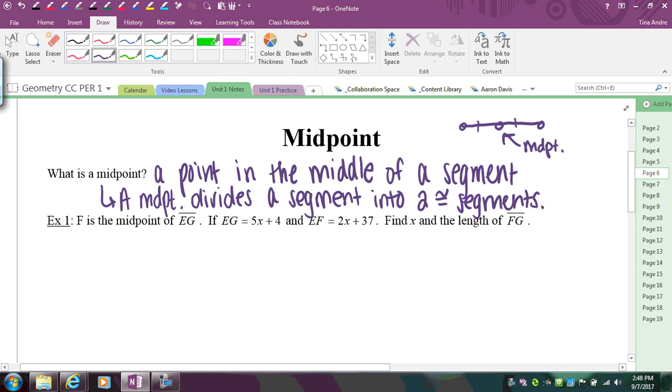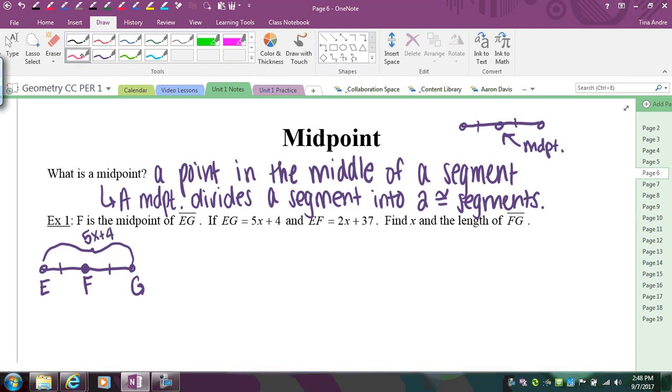So with that idea, let's look at this first example. It says F is the midpoint of EG. So go ahead and draw the segment EG. Here's E, here's G, and F is in the middle. F is the midpoint, so that means these two parts are congruent. And then it says EG is 5x plus 4, so this entire thing is 5x plus 4. And EF is 2x plus 37. It says to find x and then the length of FG.